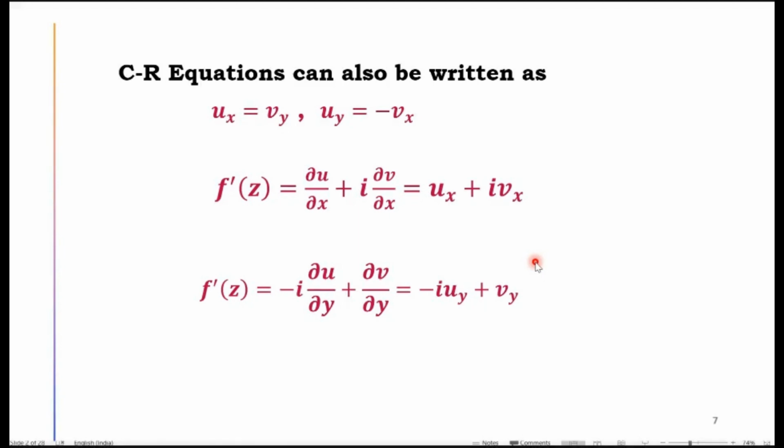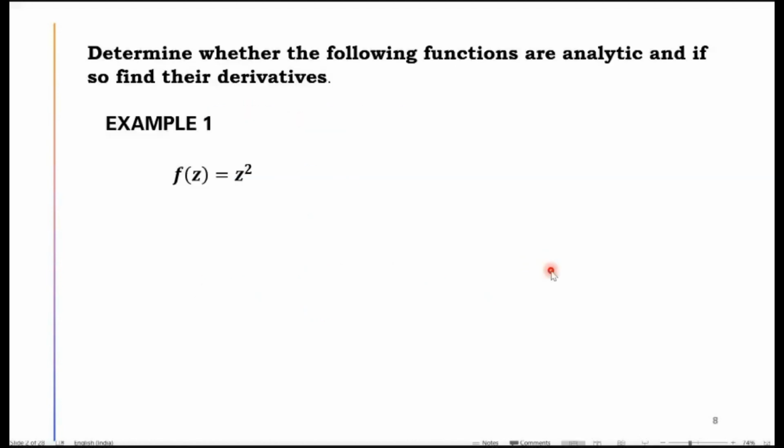So everywhere you have to make use of the CR equation and f dash of z. If not f dash of z, at least the CR equations. I think in mostly all the problems we are using f dash of z also, except a few problems. So I will go to the first problem now.